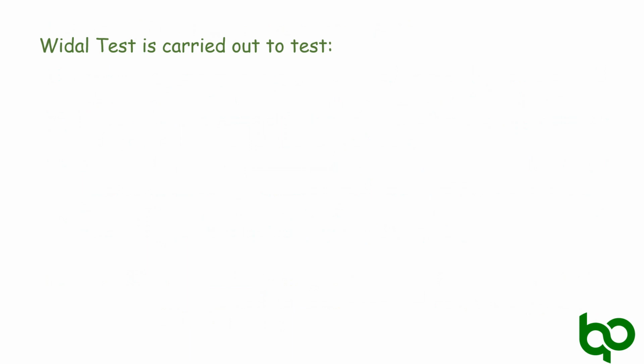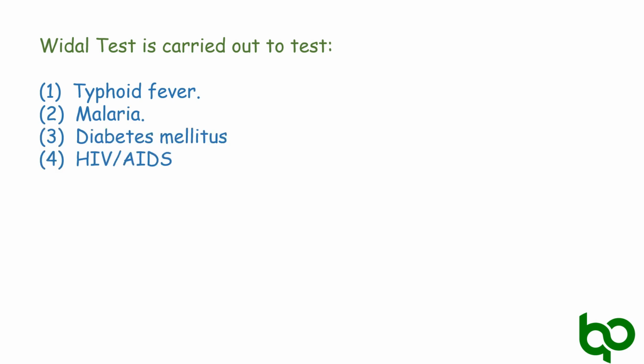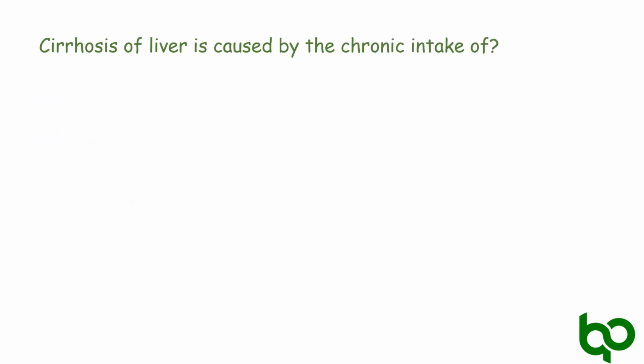Now the next question is, Widal test is carried out to test: option 1, typhoid fever; option 2, malaria; option 3, diabetes mellitus; and option 4, HIV or AIDS. The correct answer will be option 1, typhoid fever. The Widal test is a serological diagnostic test for typhoid fever. In this test, typhoid-causing bacteria, that is Salmonella typhi, are mixed with serum containing specific antibodies obtained from an infected individual.